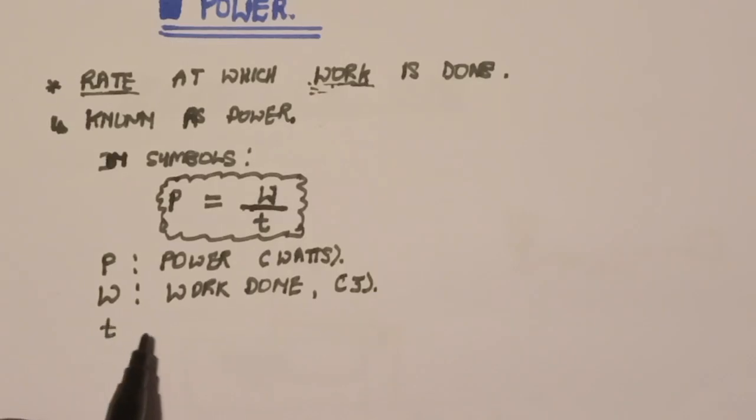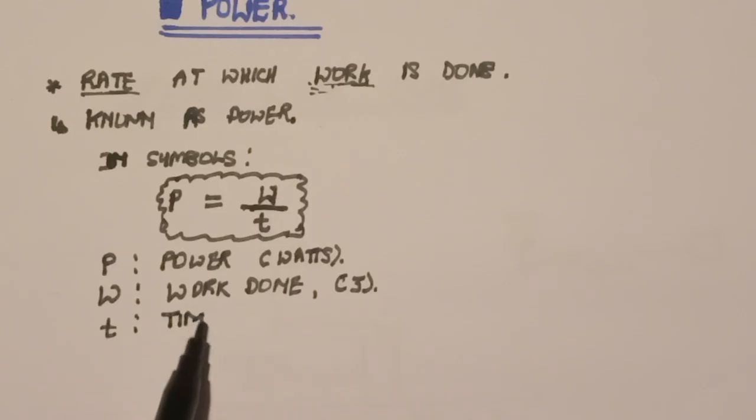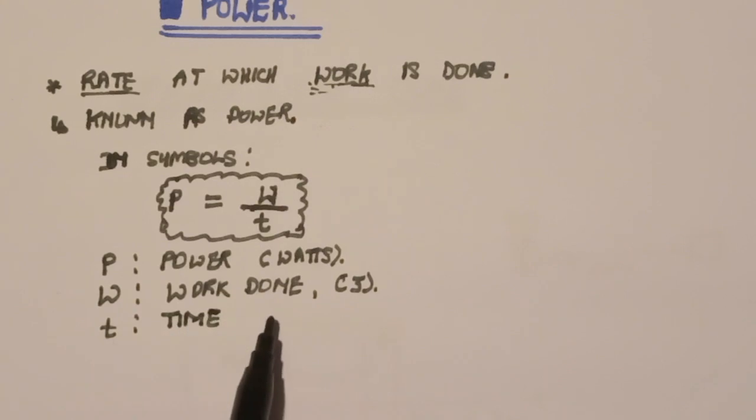Now, time: what does it represent? It represents time, the rate. How do we measure time? We measure it in seconds. That's it for this equation and the measurements, the letters that represent power, the work done, and the time.